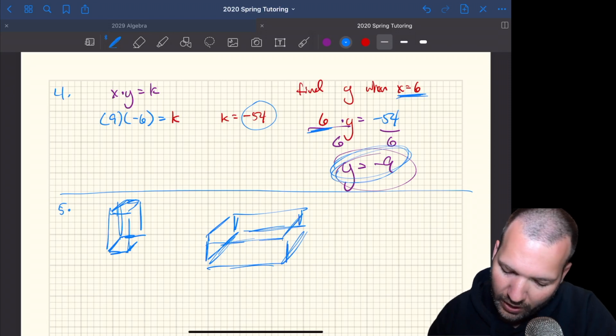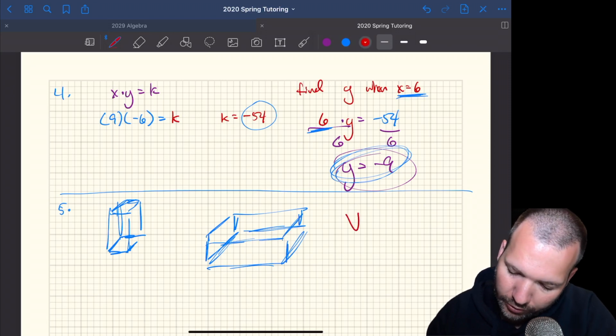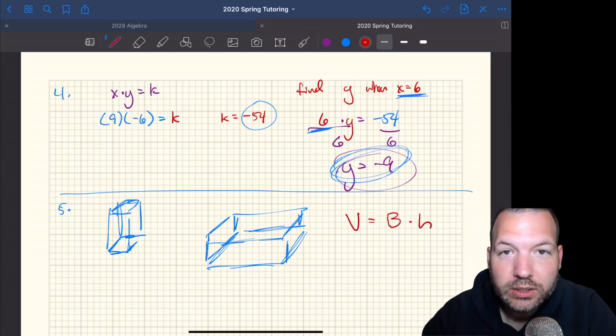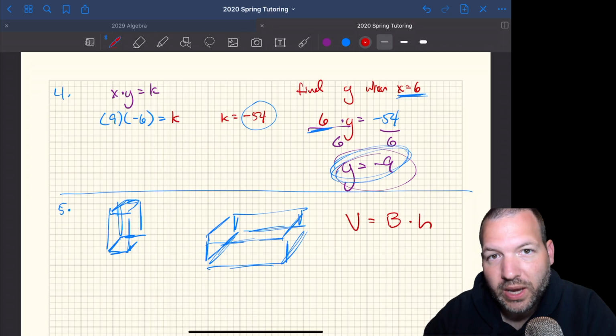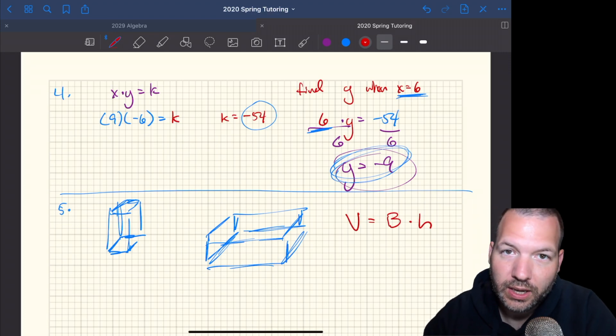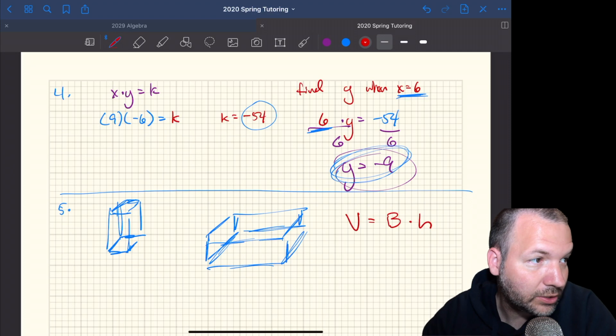If you want to get fancy about this, the volume of a rectangular prism is simply base times height. So what they're really saying here is that we are keeping the volume of the tank constant. And so if we increase the area of the base of the tank, we have to decrease the height to compensate. If we increased the height of the tank, we would have to decrease the area of the base to compensate. That's all they're actually saying here.